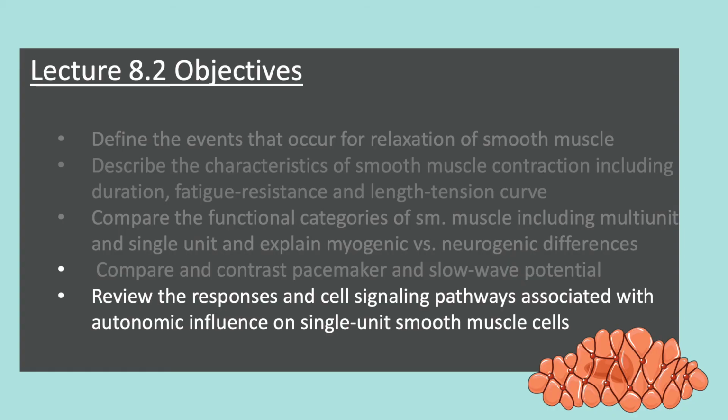To finish today, we're going to look at how we can modify the rate or strength of a single unit smooth muscle cell contraction. So there's pacemaker cells that initiate the contraction, but then we can modify the rate or strength based on autonomic inputs. So we're going to take a look at that. We're going to look at parasympathetic and sympathetic inputs, specifically looking at acetylcholine and norepinephrine, and how we can change contraction. We're going to look at some cell signaling events, and specifically we're going to look at a smooth muscle cell within the intestines as an example.